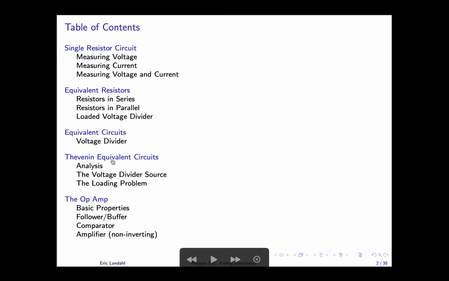We're going to introduce the idea of Thevenin equivalent circuits to make this conceptual jump easier, and discuss the origin of the loading problem. That is, how when you attach a new component to a circuit, it changes the properties that you have of the unloaded circuit. And then we're going to talk about the solution to that problem, which is using the operational amplifier, or op-amp, in particular its use as a follower or buffer. And we'll basically review the three different properties of op-amps we'll be using in this course: followers, comparators, and amplifiers. This topic will be continued in the next series of lectures.